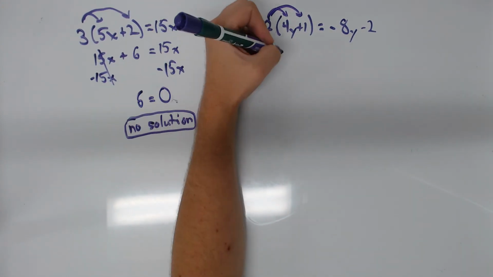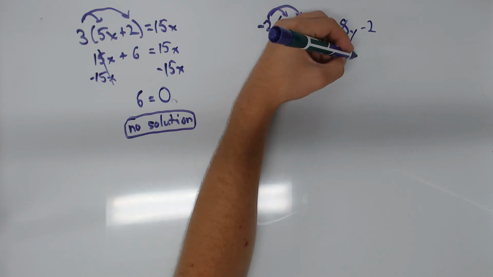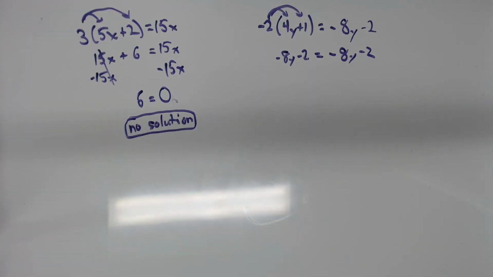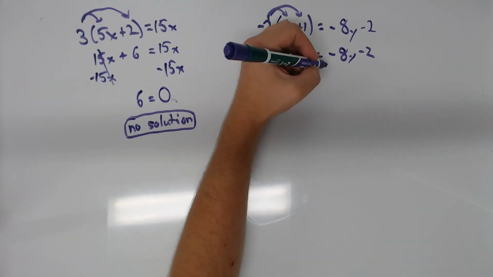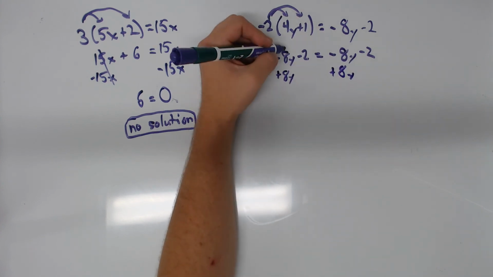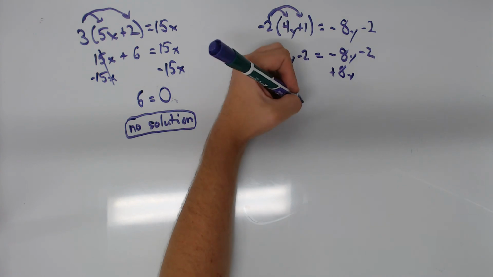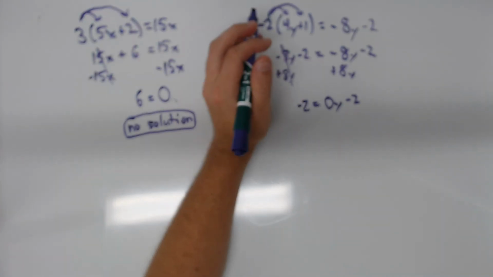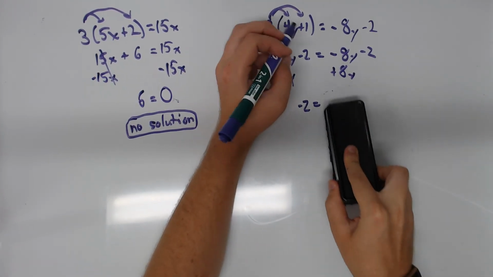Distribute over here, you get negative 8y minus 2 equals negative 8y minus 2. Interesting thing, these are exactly the same. All right, now I'm going to try and get the variables on the same side by adding 8y. Well, negative 8y plus 8y, negative 8 plus 8 is 0. What's 0 times anything? Again, just 0. That variable is going to cancel out. 0 minus 2 is just negative 2.